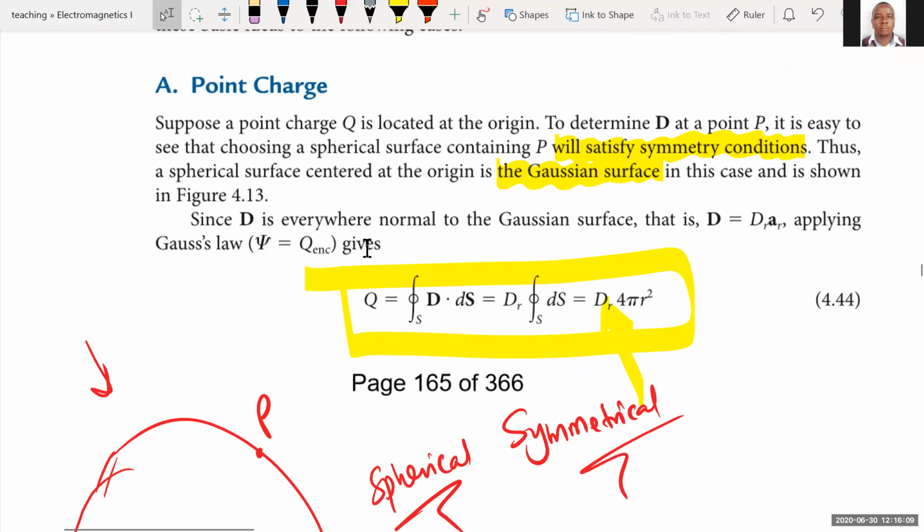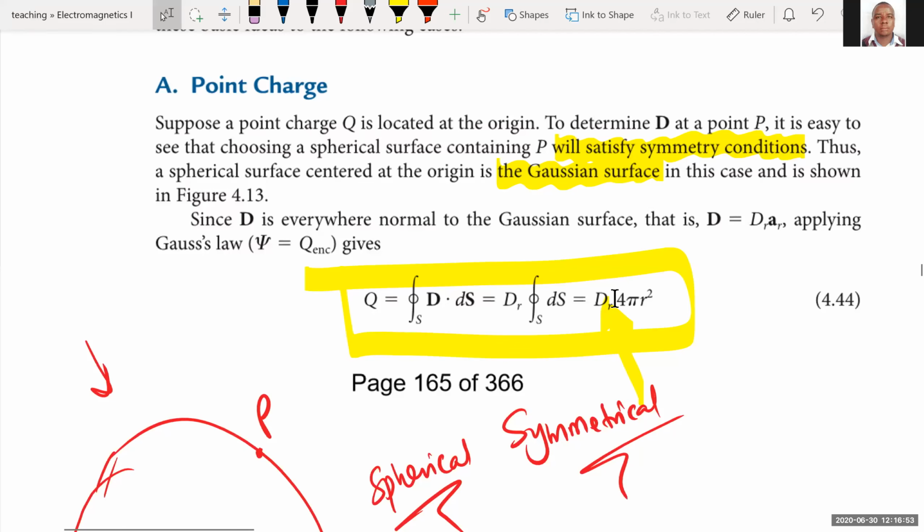Now, since D is everywhere normal to the Gaussian surface, that is D equals D_r a_r, applying Gauss's law, which says the flux passing through the enclosed surface equals the total charge enclosed in the surface, it gives us equation 4.4. That simply says that D dot the elemental surface, integrated over the closed surface, will give you the enclosed charge.